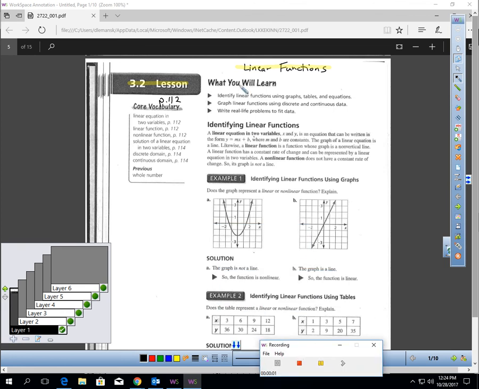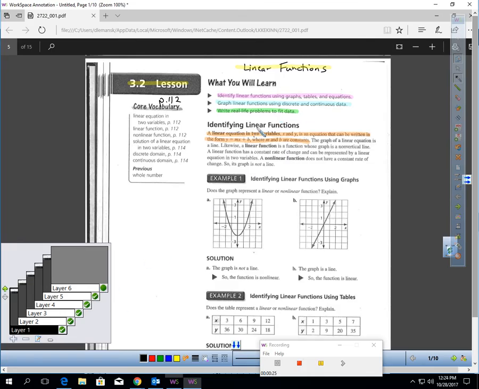Lesson 3.2, linear functions. You should be on page 112. You will learn in this lesson how to identify linear functions using graphs, tables, and equations, how to graph linear functions using discrete and continuous data, and how to write real-life problems to fit data.